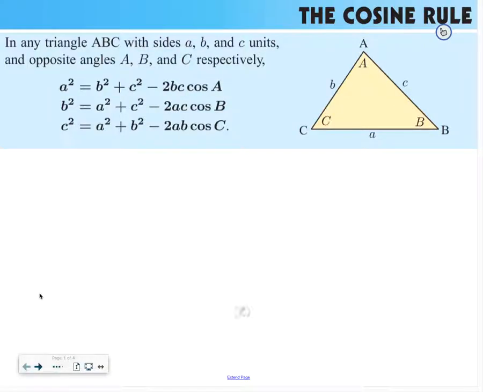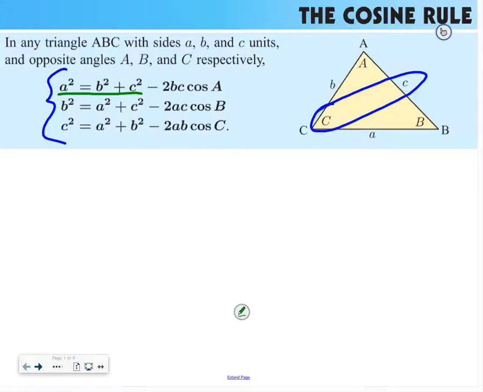So the cosine rule is going to be our tool that we're going to use to solve for side lengths of a triangle if we don't know its opposite side and an angle. So if we don't know these two things, so that we can't use the law of sines, we're going to use the law of cosines. The law of cosines is stated as such. Notice it kind of looks like the Pythagorean theorem here with a squared, b squared, and c squared.